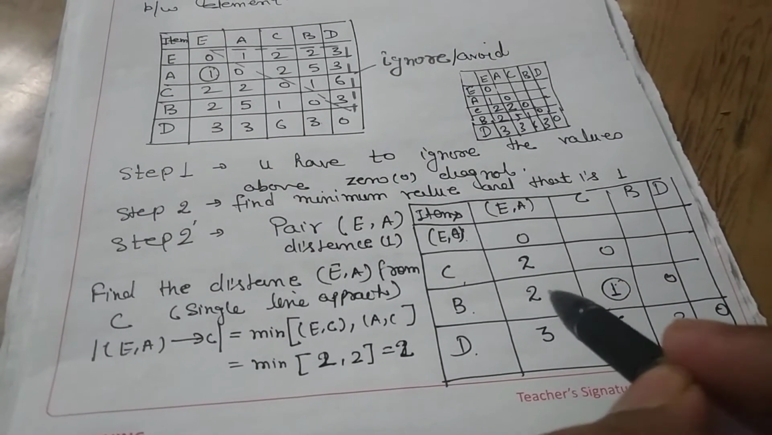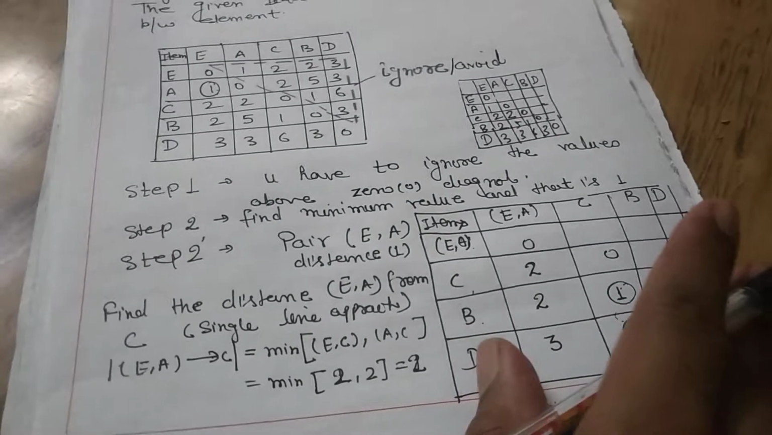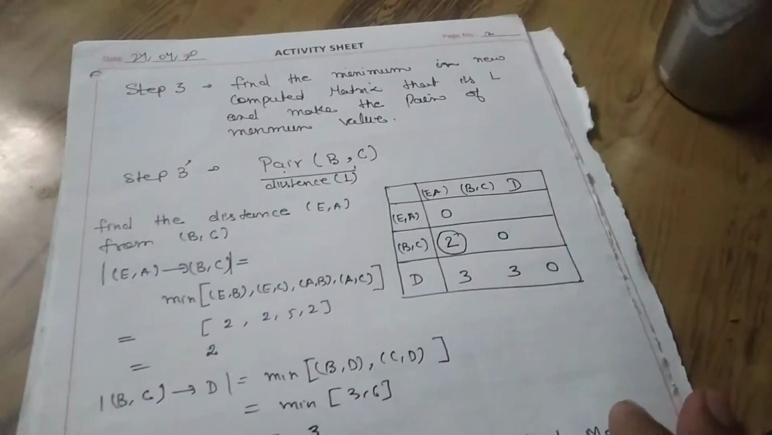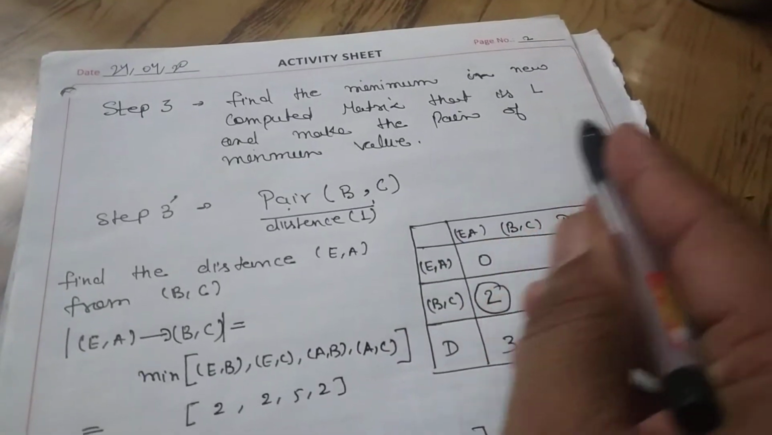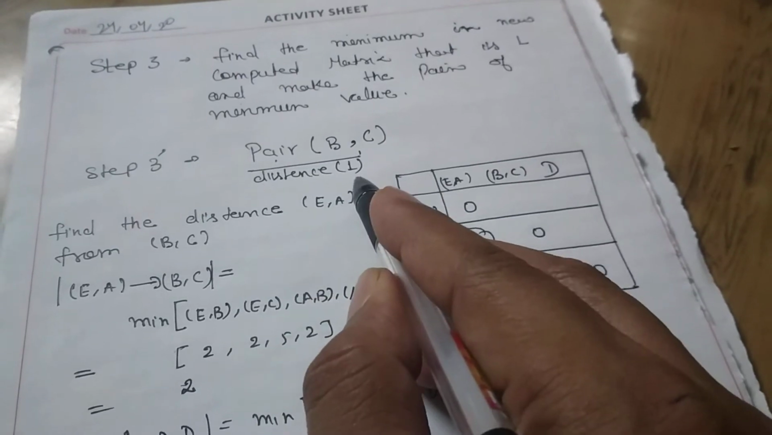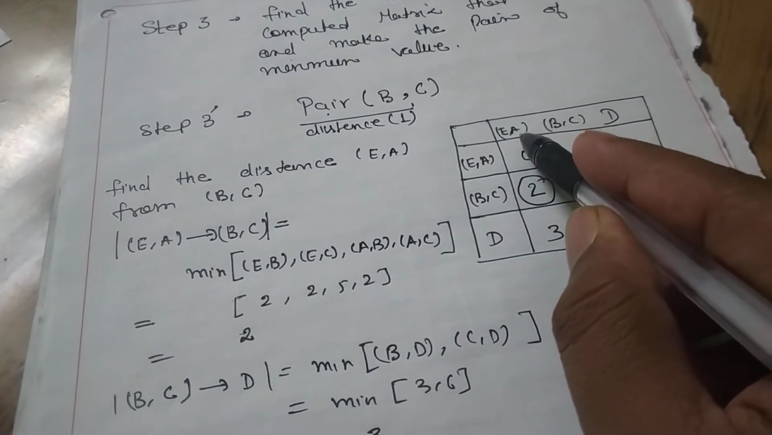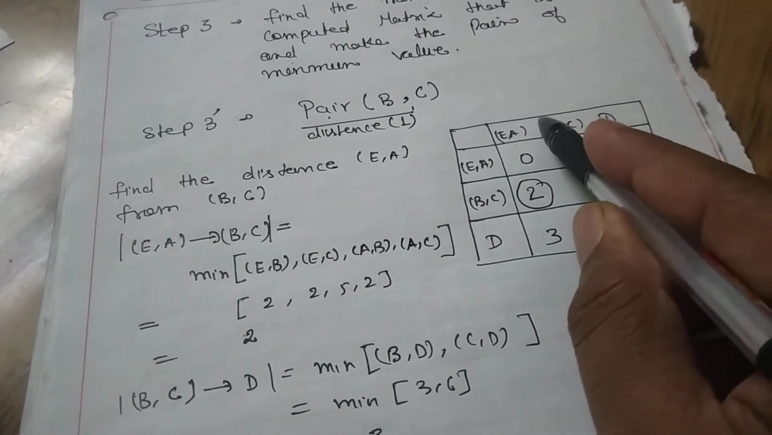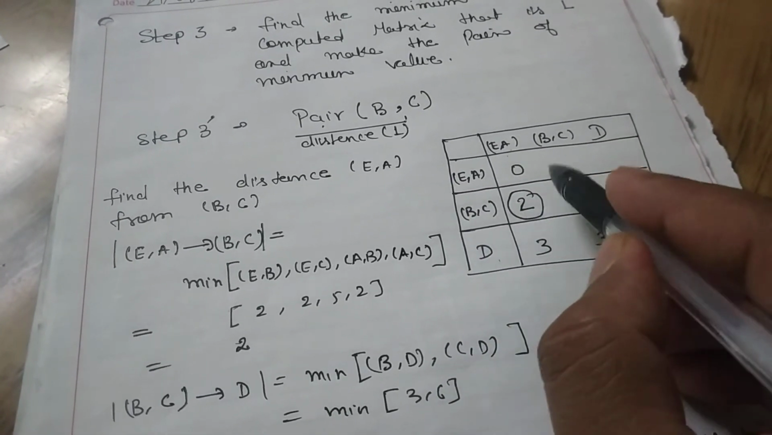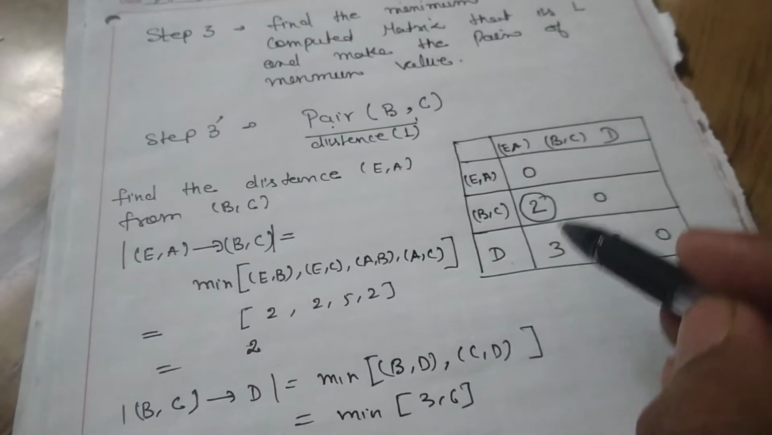That will again be 1. Make the pair at the minimum, C and B. Find the minimum in the newly computed matrix, that is 1, and make the pair at the minimum value. Step 3: pair B comma C at distance 1. Now find the distance between EA and the new pair BC and D. The above 0 diagonal we can ignore; you calculate on the below-diagonal values.